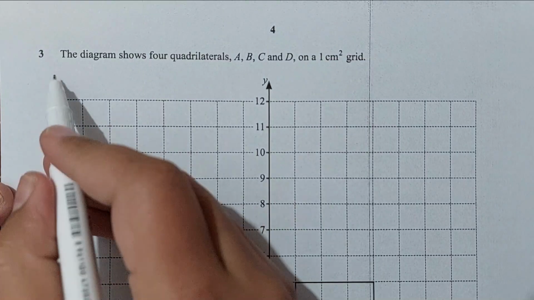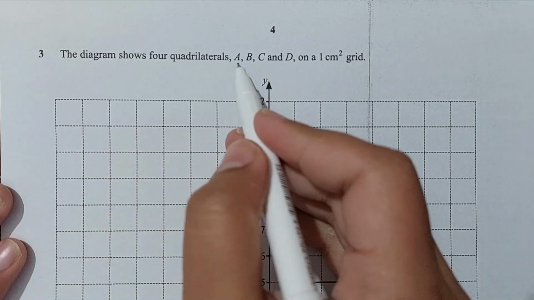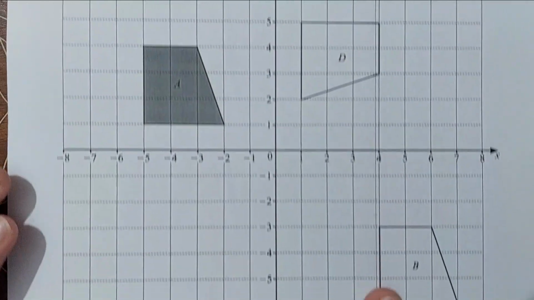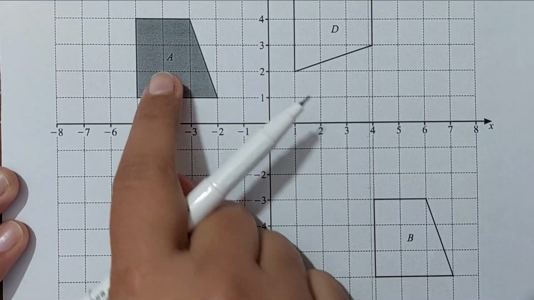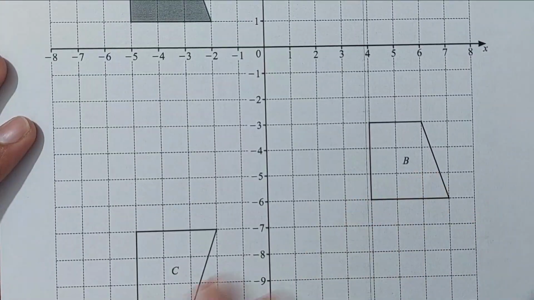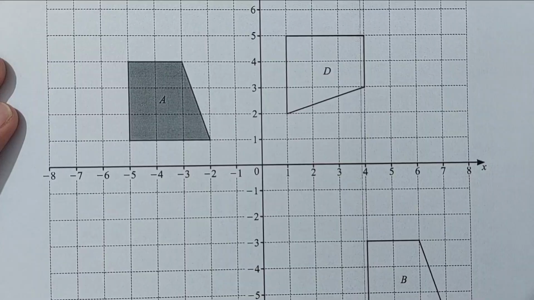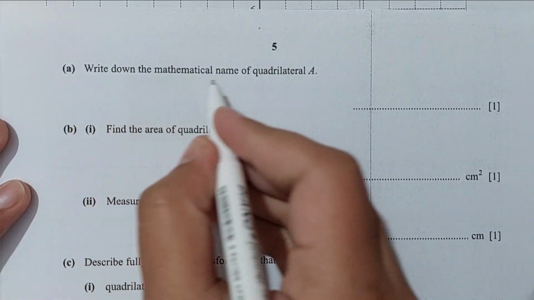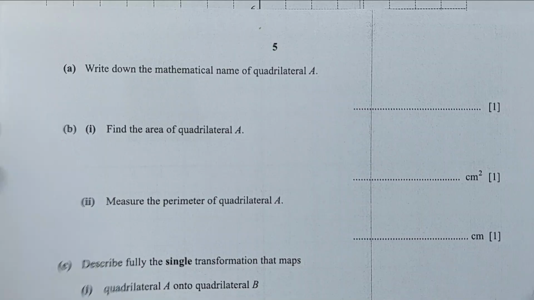Question number 3. The diagram shows 4 quadrilaterals A, B, C and D on a 1 centimeter square grid. You can see the 4 quadrilaterals. A, here is B, here is C, and we have a D at the top. Okay, so what is the first part? A. Write down the mathematical name of the quadrilateral A.